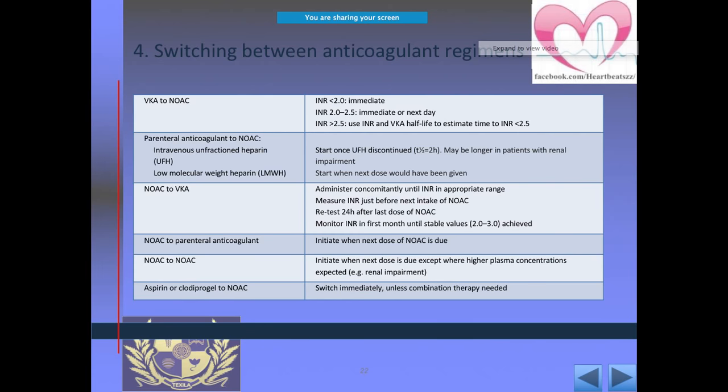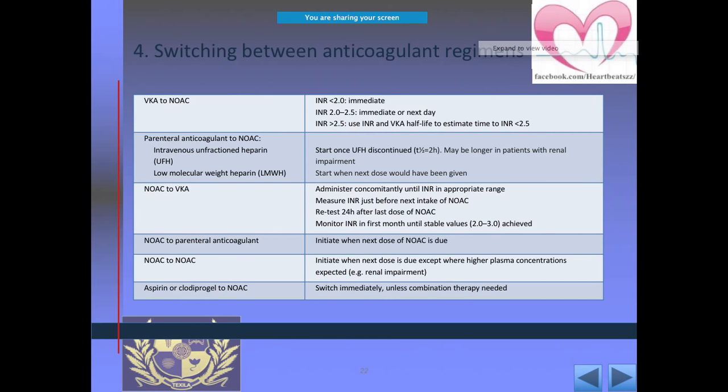So if someone is on a parenteral anticoagulant and you want to switch over to a NOAC, what should you do? For example, start the NOAC once the unfractionated heparin has been discontinued, and maybe a little bit longer if the patient has renal impairment.